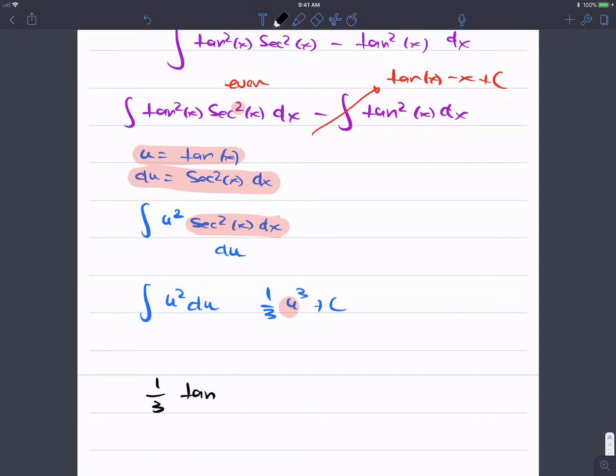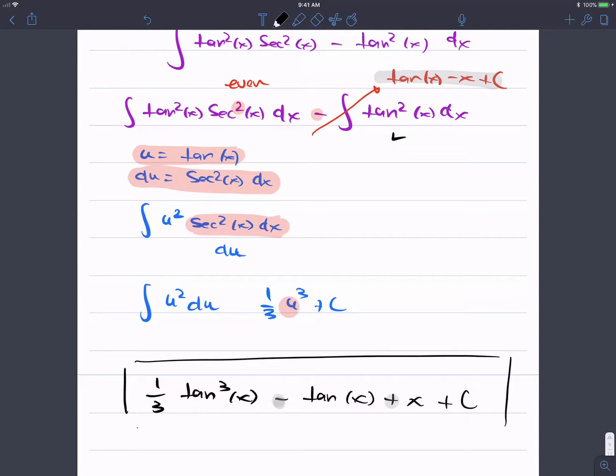1/3 tangent cubed x. Don't forget, minus this integral. Minus tangent x plus c. You see, because that's already negative, we distribute that negative sign to this particular difference here. Distribute that negative sign here. That now makes this minus and this plus. Okay? So this is going to be our final answer here for this even power of tangent.